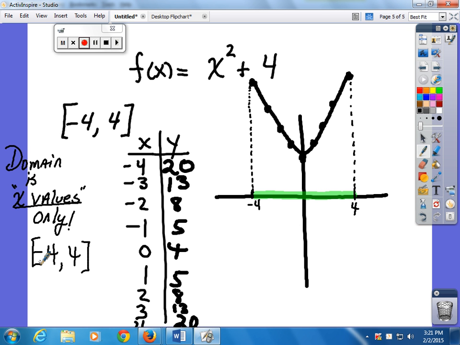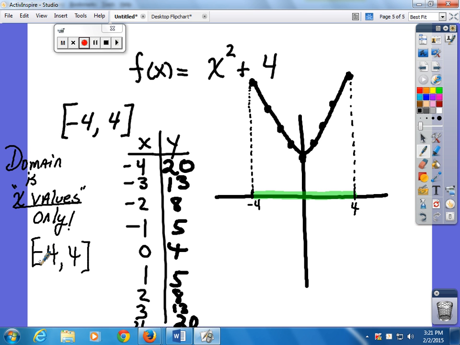Now, a lot of you say, what does that have to do with it? You cannot have a function if the domain is not specified. Now, most of the time, if the domain is not specified, if I tell you just graph the function, I am assuming that you're going to use any number you want for the domain. I am not putting a restriction on the domain.